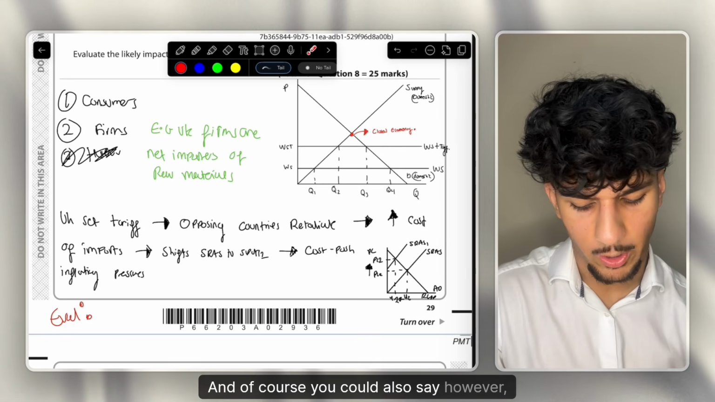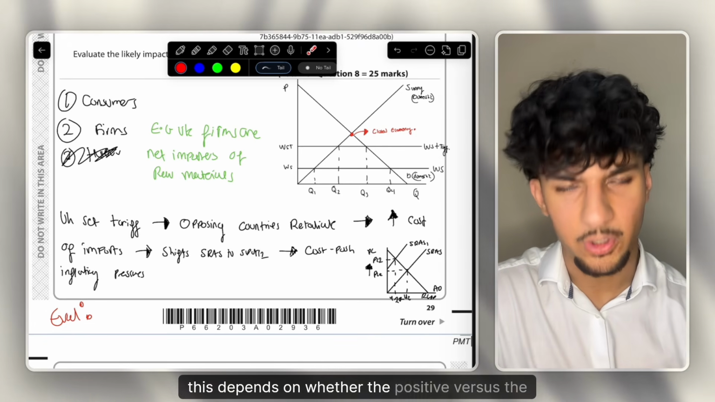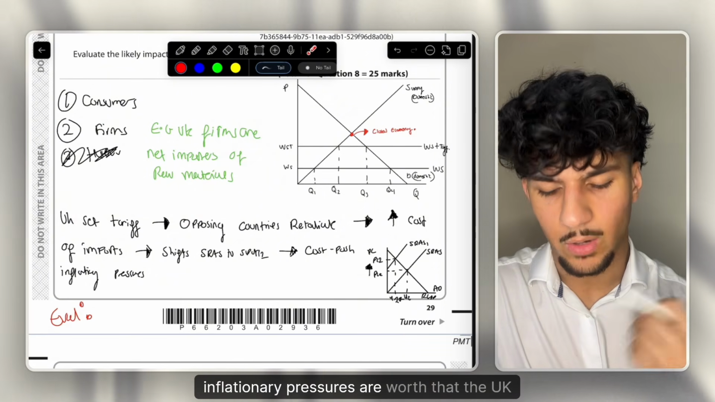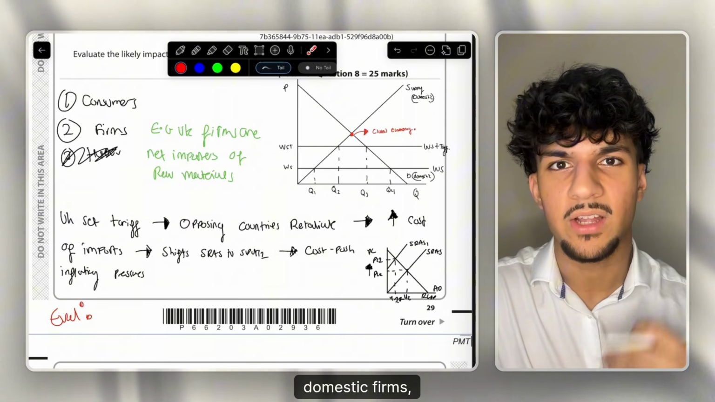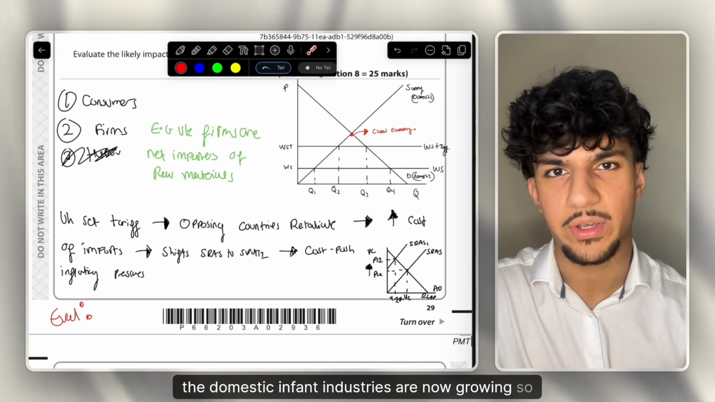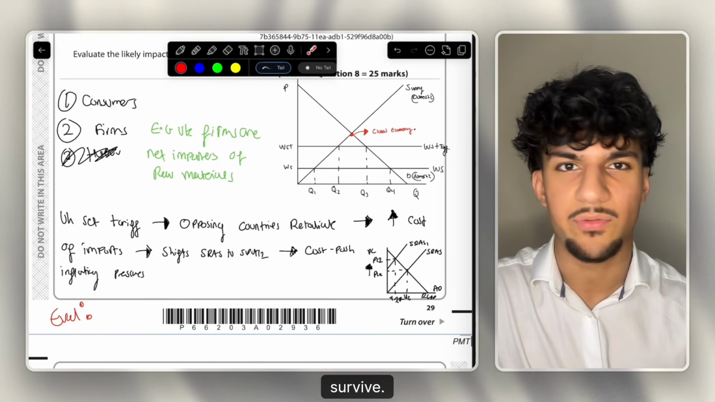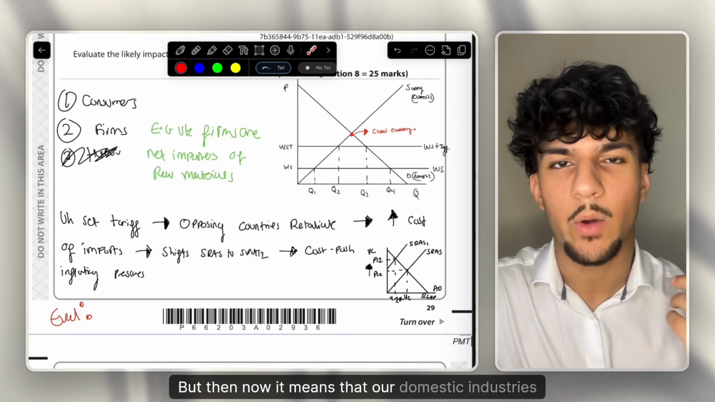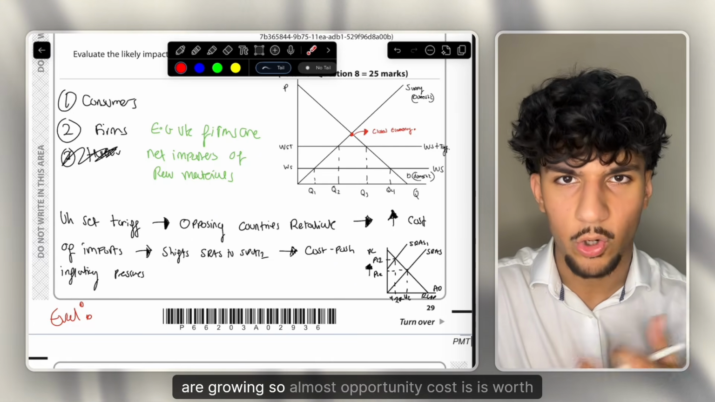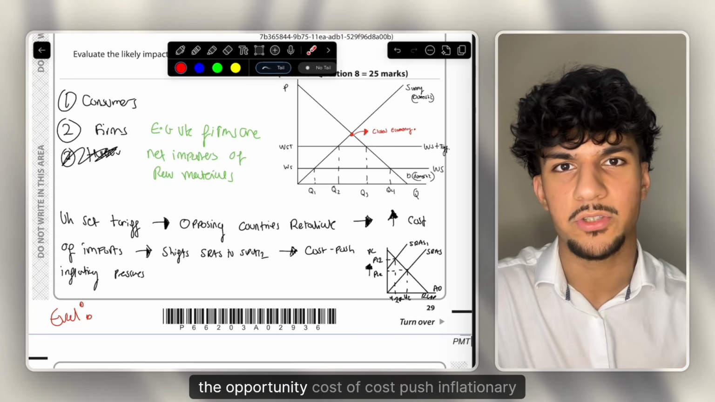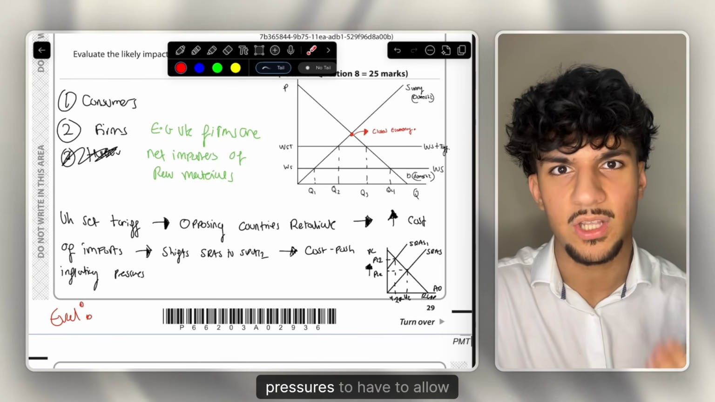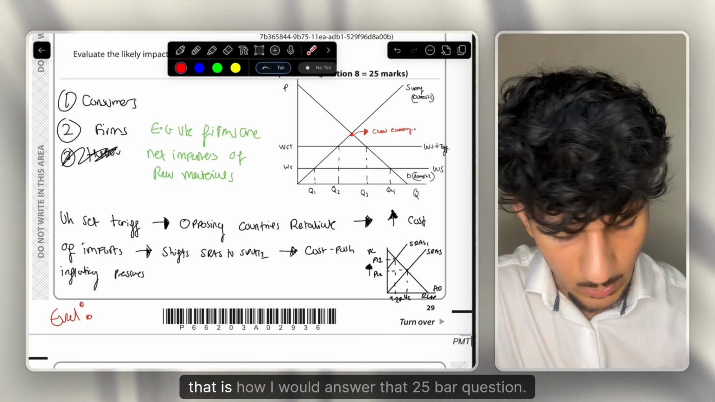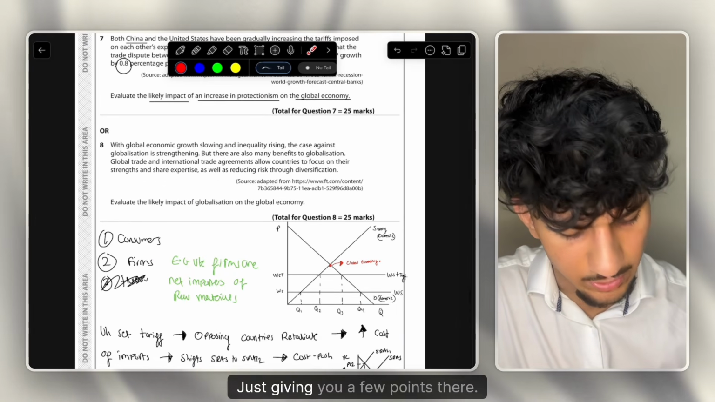And of course, you could also say, however, this depends on whether the positives outweigh the negatives. So it depends on whether the cost push inflationary pressures are worth it, given that the UK domestic firms, the domestic infant industries, are now growing. So it might be better to basically take those cost push inflationary pressures, because now it means that our domestic industries are growing. So almost opportunity cost. It is worth the opportunity cost of cost push inflationary pressures to allow our domestic industries to grow. But yeah, that is how I would answer that 25-mark question. Just giving you a few points there.